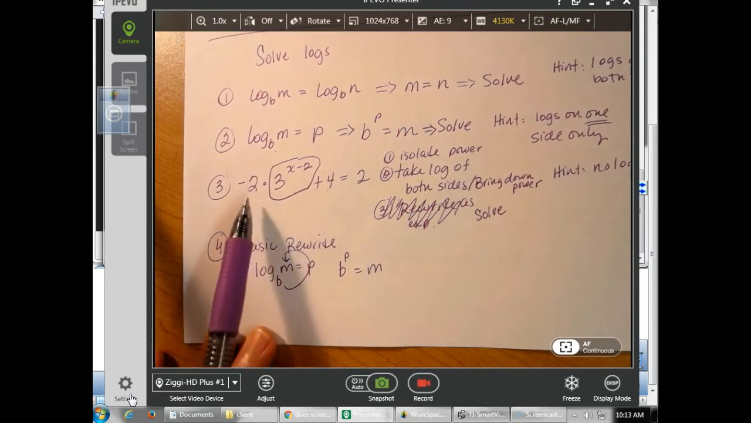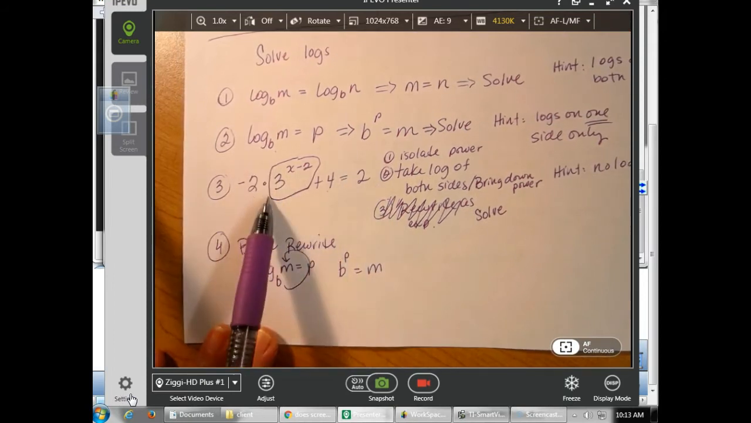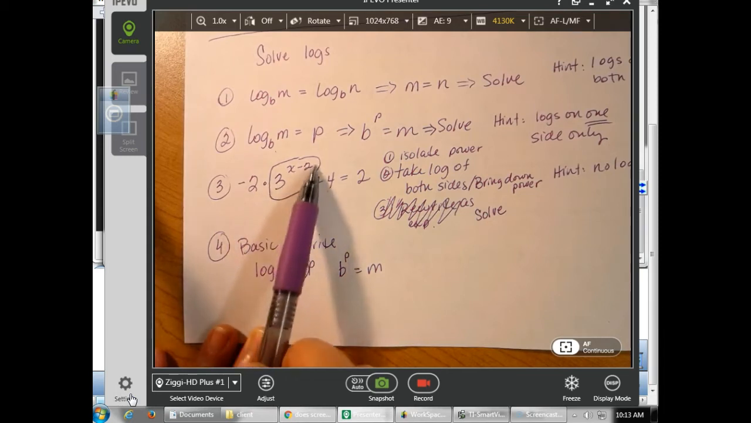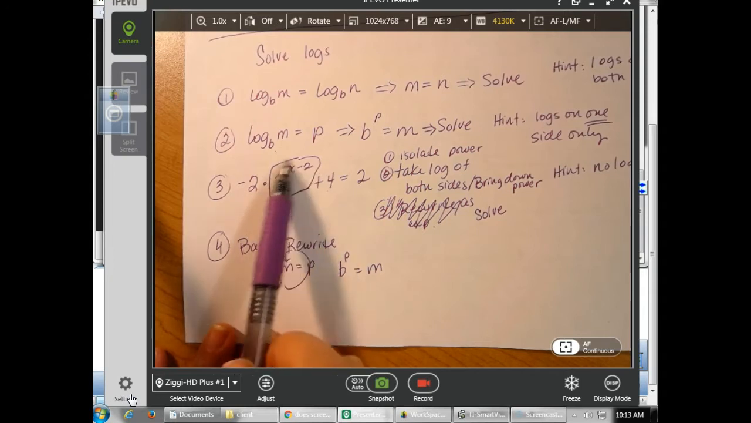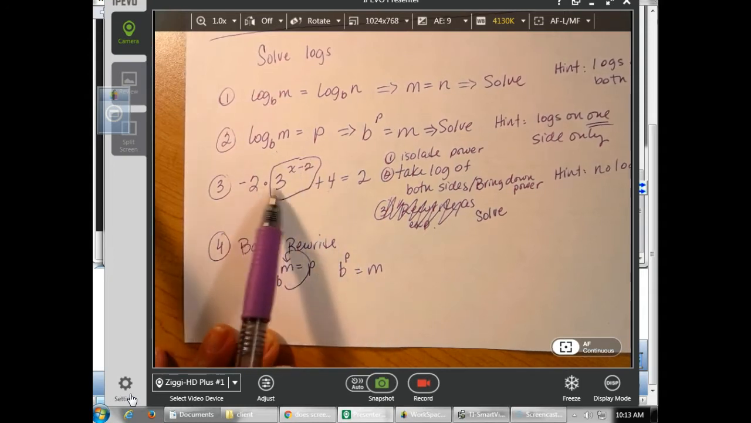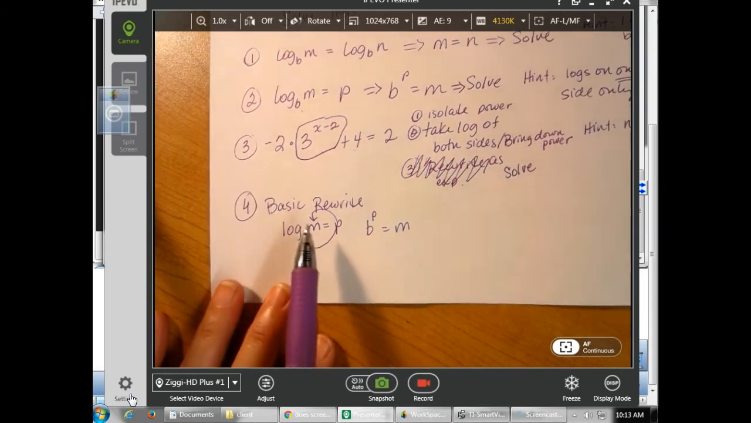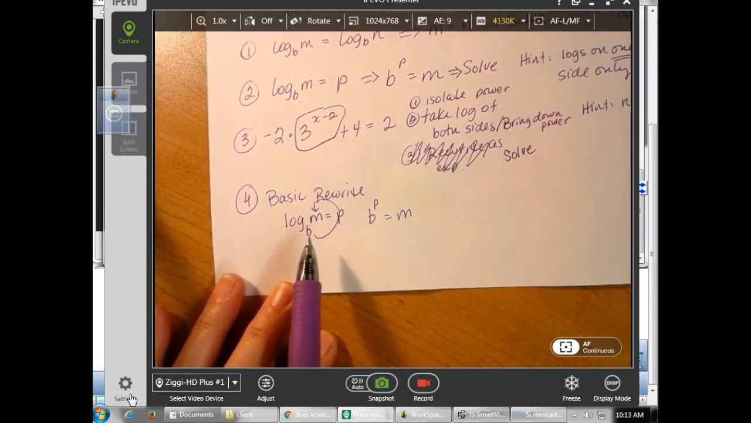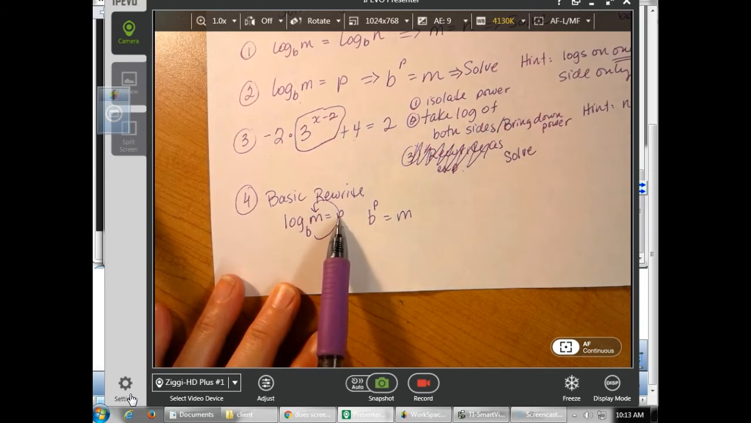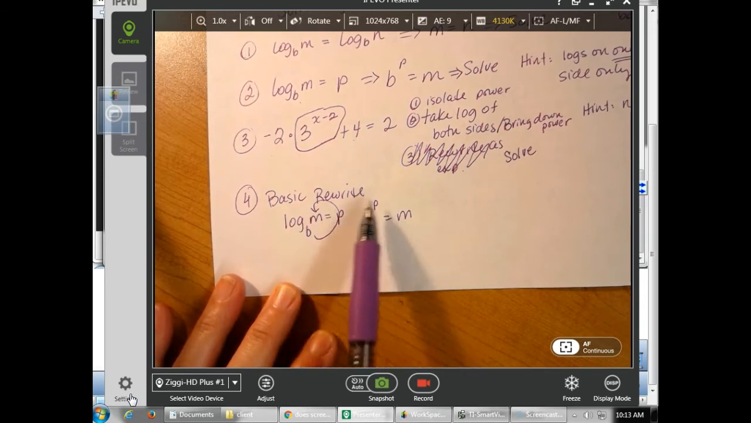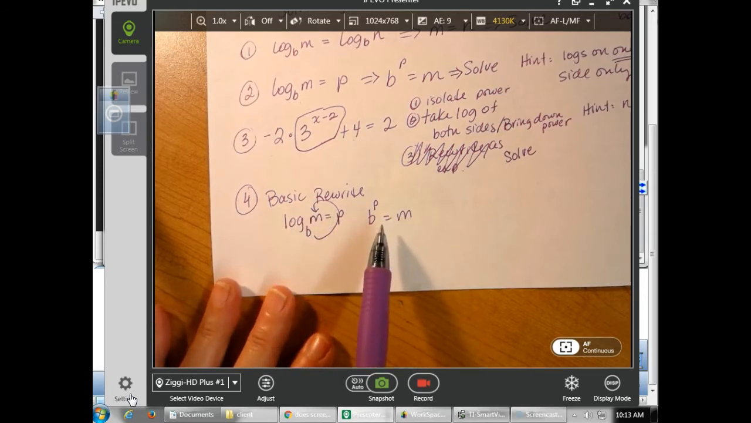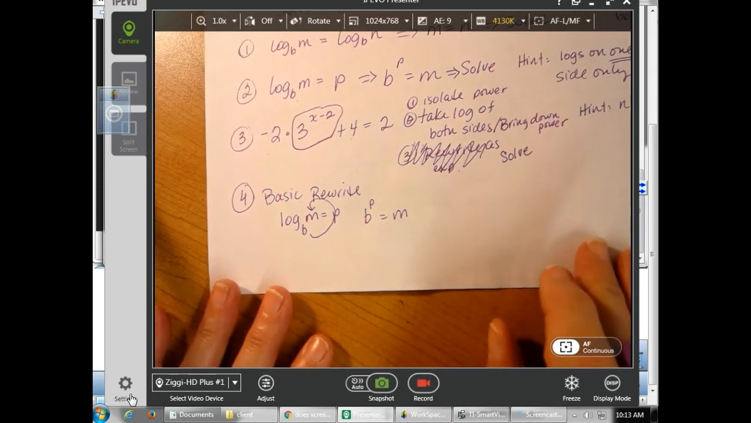The number one mistake students make in this area is they think they can multiply the -2 times the 3. No, this is a base that goes with this power, with the exponent. It makes it a little unit. You cannot multiply those two. The final one is a basic rewrite, which we've been doing for a while, where it's given to you with a log equal to a number, and if you just rewrite it, you solve it from there. So those are the basic types of solving logs.